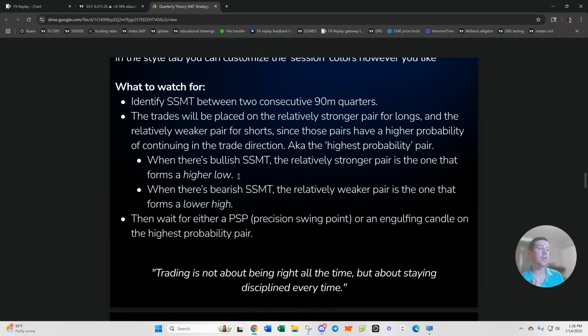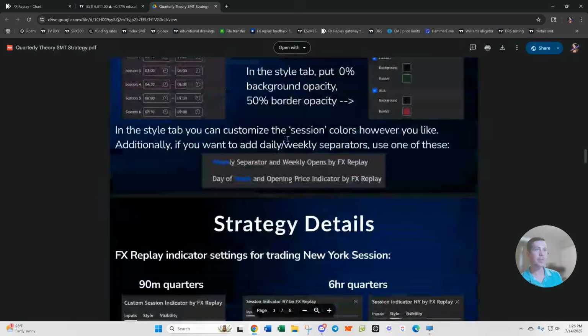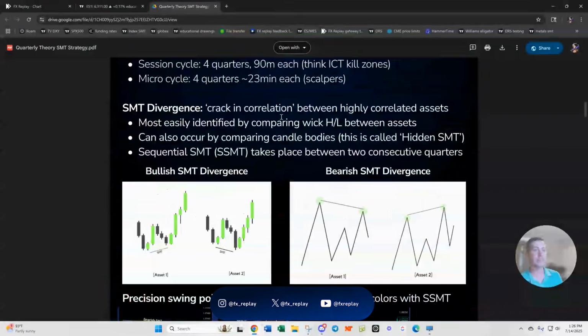But really what you would want to think about is what is the higher probability pair to continue in the direction that I'm hoping to trade in. As you can think of it, if you have bullish SMT, you want to trade the relatively stronger pair, and that's the one that makes a higher low. So if you look at this earlier chart I have right here, between these two charts on the left, which one is showing relative strength?